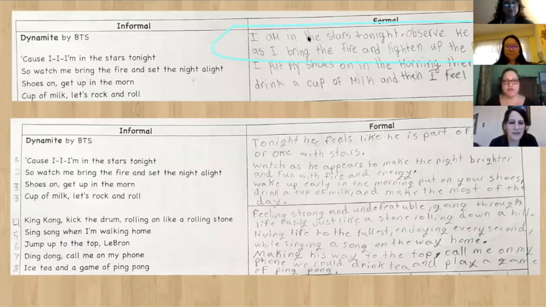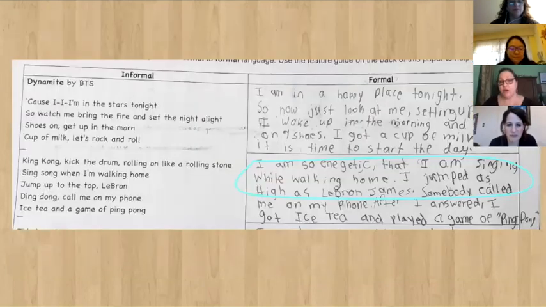My favorite one is, you can see right here that they're understanding the concepts. It's not perfect, but they're starting to understand. So where it says, "'cause I'm in the stars tonight," the student knew, oh, that's a contraction, I'm going to split it. Okay, and they're using words like observe instead of watch. And I will share this presentation because I know I don't have a lot of time left. So you can look at the examples that fifth graders did with this song. Here's another one. "King Kong kicked the drum, rolling on like a rolling stone." And the student wrote, "I am so energetic that I am thinking while walking home." So they're starting to understand this concept, and that was my goal, okay?